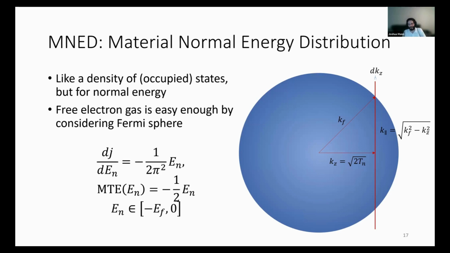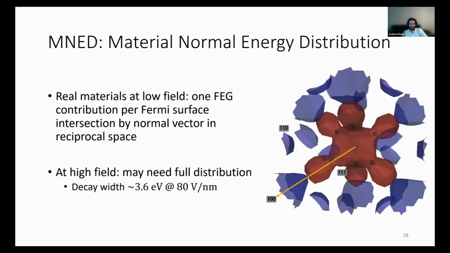So to start off with, we of course use the free electron gas. We're studying a gold-coated nanoblade, so it should work pretty well. I don't want to go into too many details on the calculation here, but you're just integrating over slices of the Fermi sphere, and you can get an MNED current that is just a linear function of the normal energy. Additionally, the mean transverse energy you get intrinsically from the material is a similar function of the normal energy. That's great and all, but how does this apply to real materials?